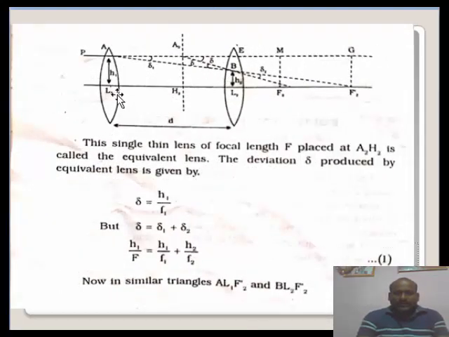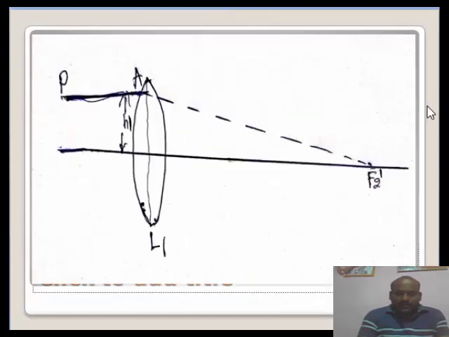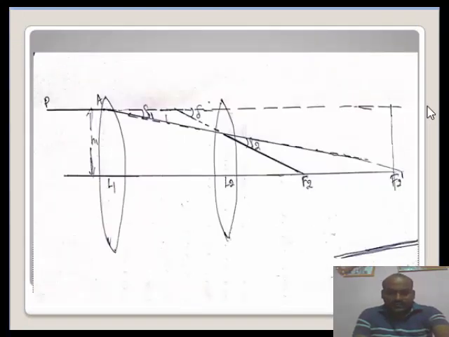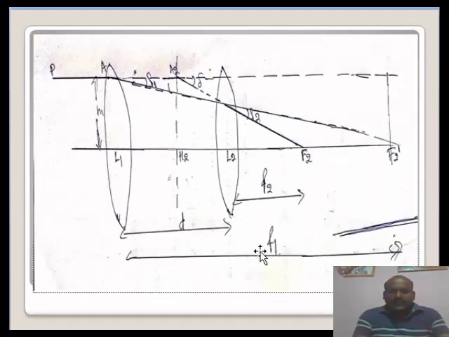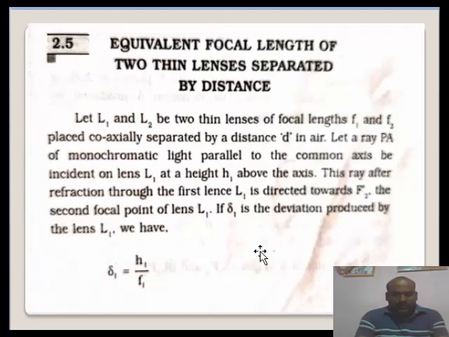Here that is delta 1, equal to this corresponding angle. It is height divided by length. The height is h1 and the length is from this distance to this distance, that is f1. We can look back, this distance is f1. So delta 1 is h1 divided by f1.